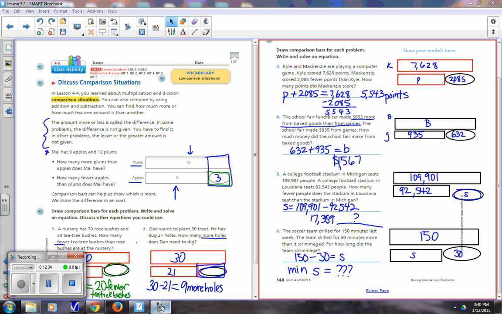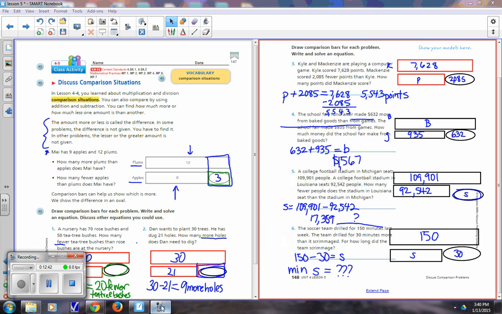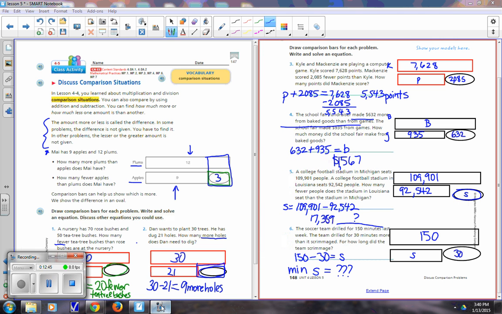Because 150 minutes last week, the team drilled for 30 minutes more than it scrimmaged. So you're going to add these two together to get this entire box. So hopefully this makes sense. You're going to be answering number 5 correctly with the correct label and tell me the answer to number 6 on the form.